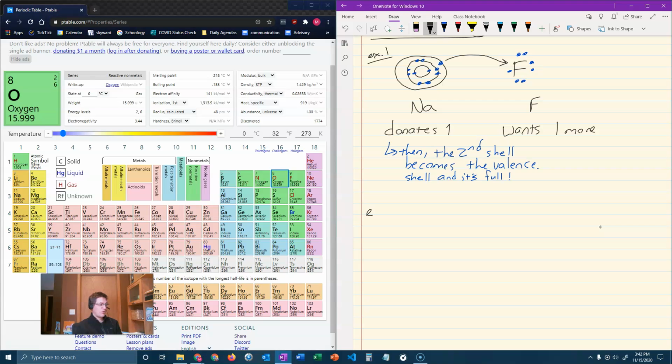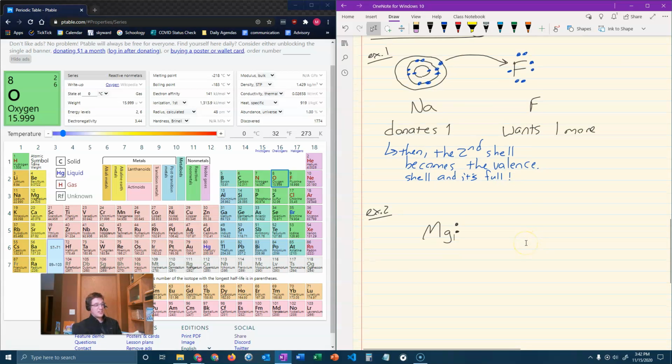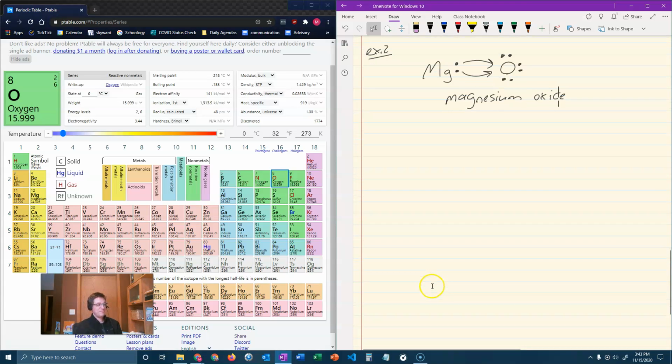Some elements will donate more than one, right? Let's look at magnesium. Has 2 valence electrons because it's in group 2. And remember, up above we did an example with oxygen. Oxygen has 6 valence and it wishes it had 2 more. Well, that's a match made in heaven right there. Here's an oxygen atom with 6 valence electrons. Magnesium just wants to get rid of its 2, and oxygen wants to take 2. Done. Magnesium oxide. Interesting how easy those names happen, huh?